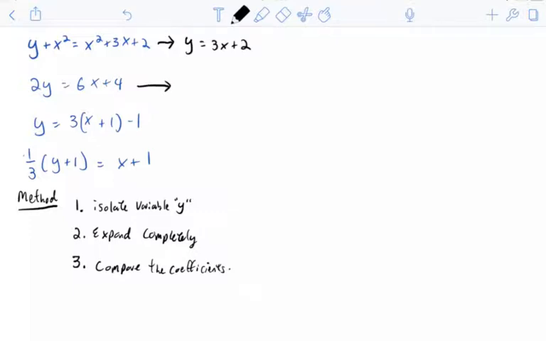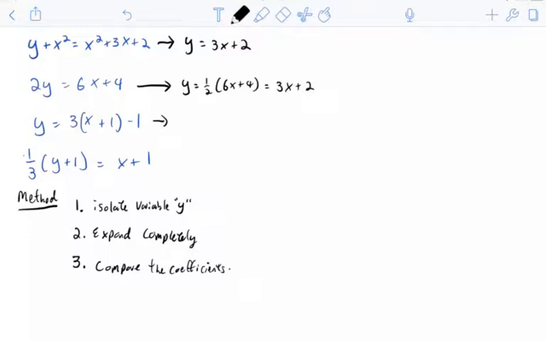Isolate variable y. Right now, y is alone. There's nothing being added or subtracted to it, but it's being multiplied by 2. So I'm going to divide both sides by 2. 6x plus 4. And now I'm going to expand. 3x plus 2. And compare the coefficients. Look, these coefficients are the same as these coefficients. A1 is equal to 3. A0 is equal to 2. Just like we said when we were talking about polynomials way back when.